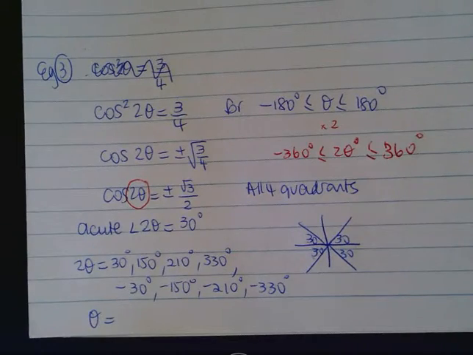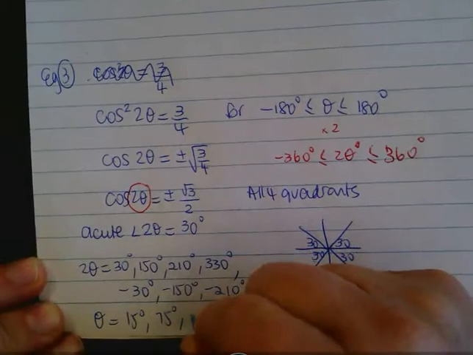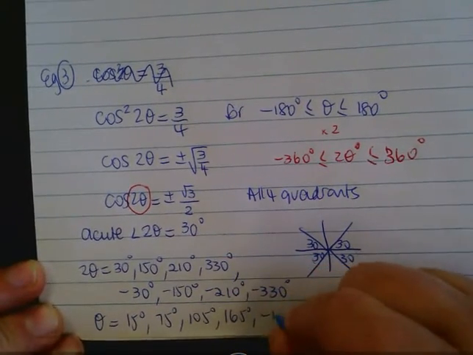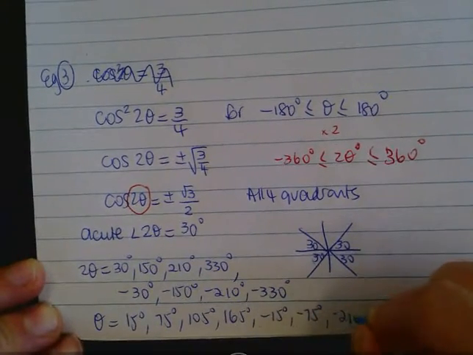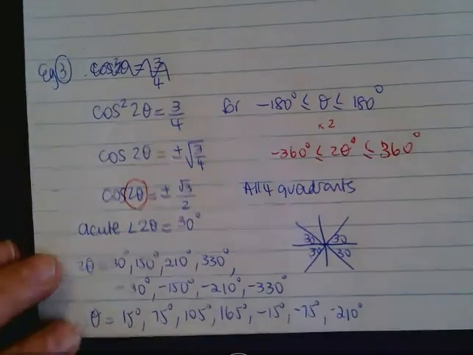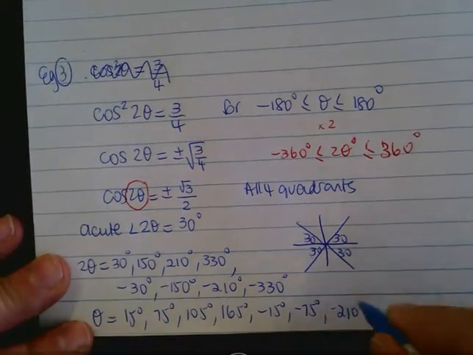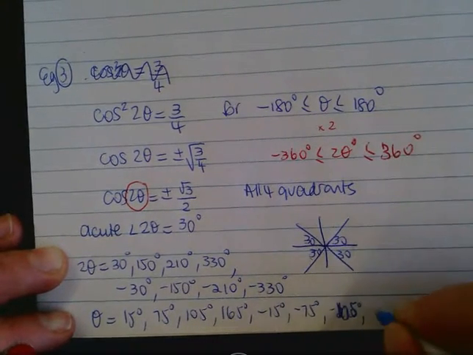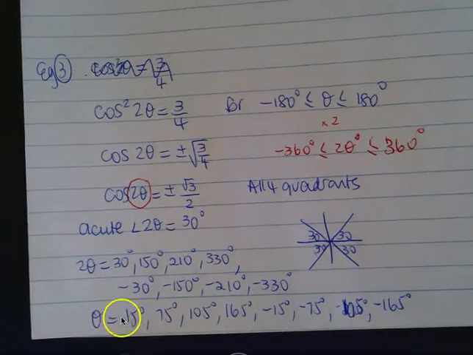We divide them all by 2, and you get 15, 75, 105, 165, and then the negatives are all the same. Now, girls, the negative angles aren't always the same. It just happened because it's all 4 quadrants. Oh, sorry, not negative 210, negative 105, and negative 165. All good? So you've got the 4 positive ones and the 4 negative ones.